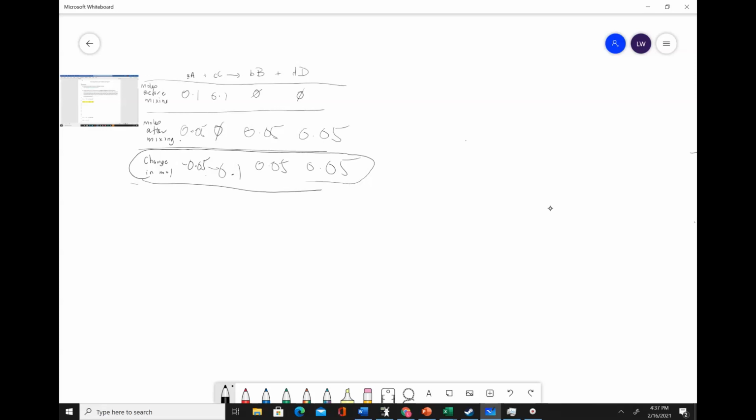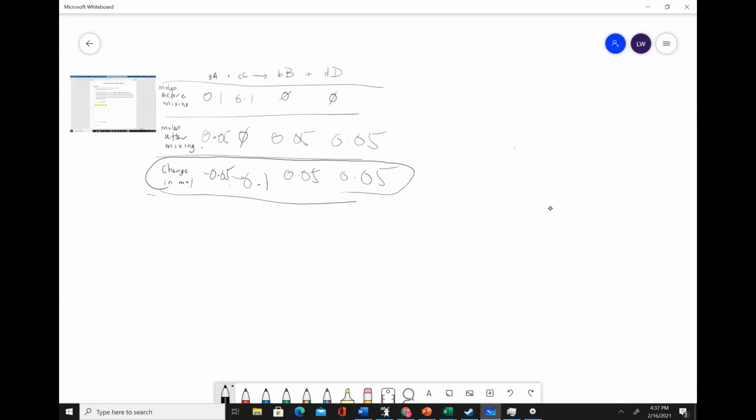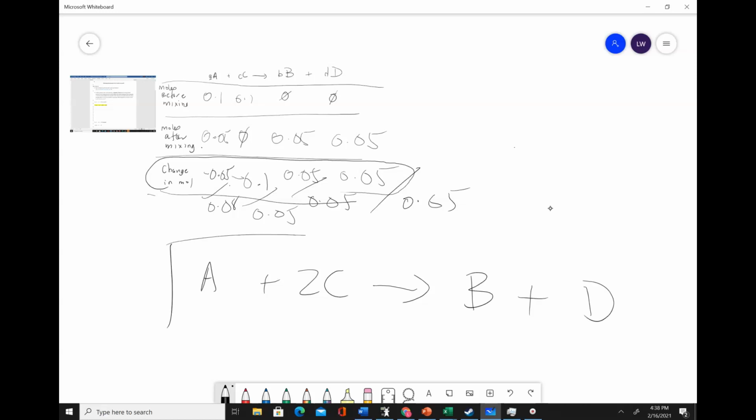You can also perhaps see that the number of moles of C that I am consuming is twice the number of moles of A that I am consuming. So the coefficients here would be 1, 2, 1, 1. Now, if you can't see that, all we do is we pick the smallest number out of this set and we divide everything by it. And that'll give us the smallest whole number ratio. And so now we see that we have 1 A reacting with 2 C's to give 1 B and 1 D. So we got that worked out.